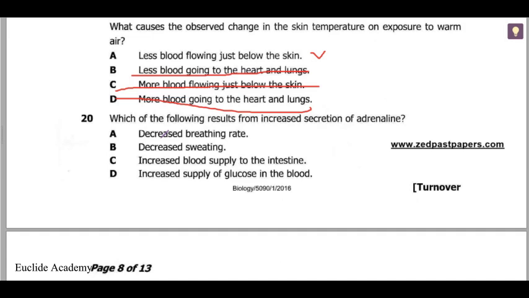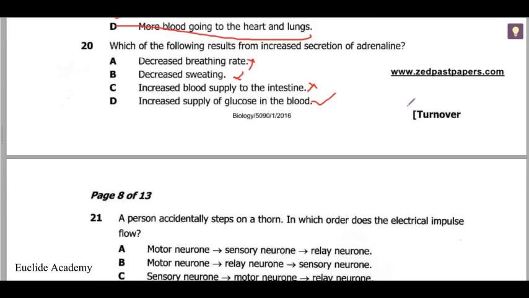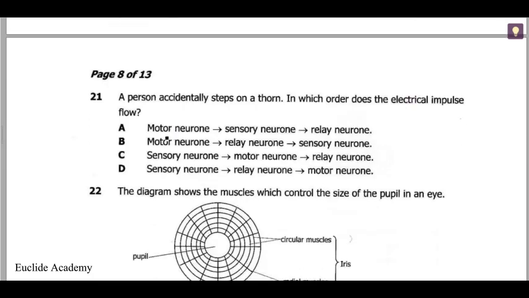So we know adrenaline is a fight hormone. So you expect a vigorous increase in body activity. So decreased breathing, no. Decreased sweating, no. Increased blood supply to the intestine, this doesn't make sense. Increased supply of glucose in the blood, yes, for energy, so that you can fight, you can run, you can scream, you can have the energy. So that is secretion of adrenaline.